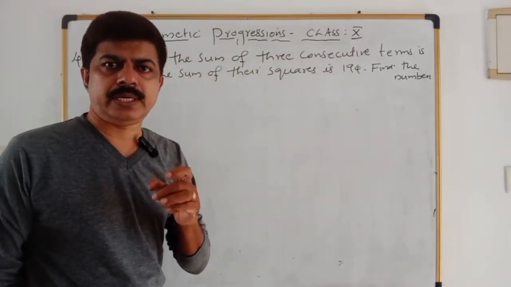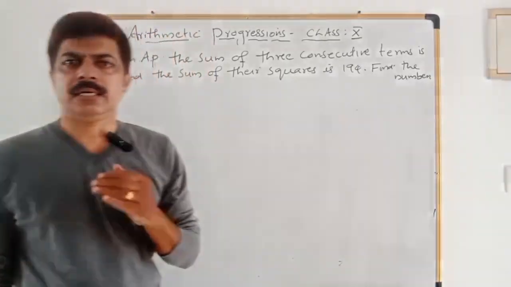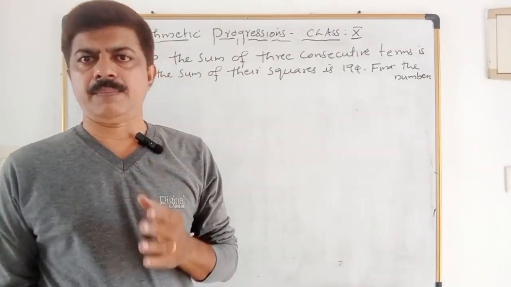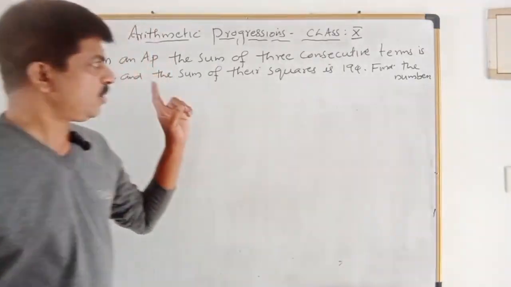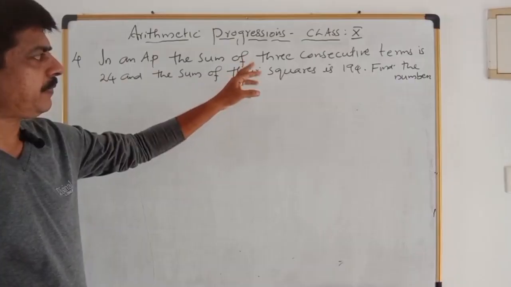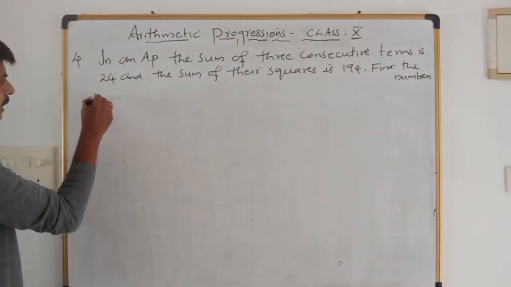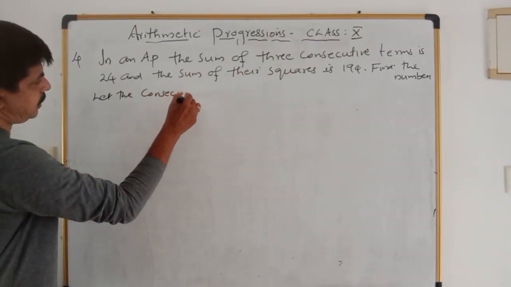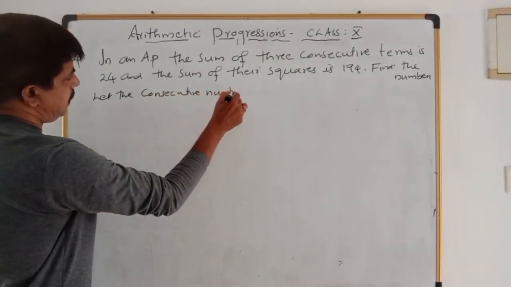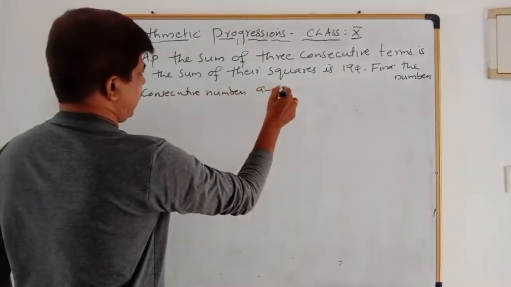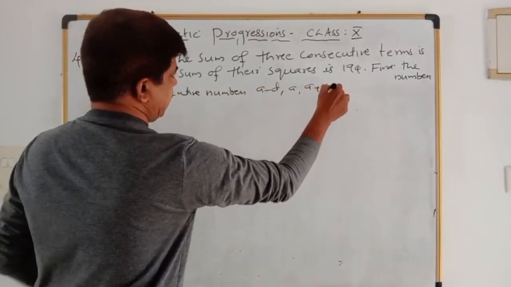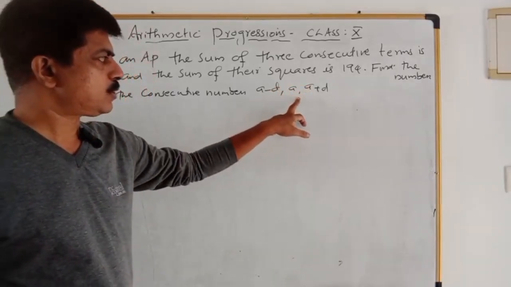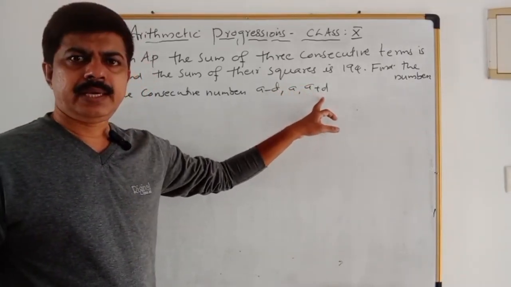Sum of three consecutive terms: usually how do we denote the terms in the AP? A plus D, A plus 2D, A plus 3D, etc. But in this question, we have to assume the three consecutive numbers as A minus D, A, A plus D. If you take the numbers like that, it will be easy to simplify. That's the reason we are assuming the numbers A minus D, A, A plus D.